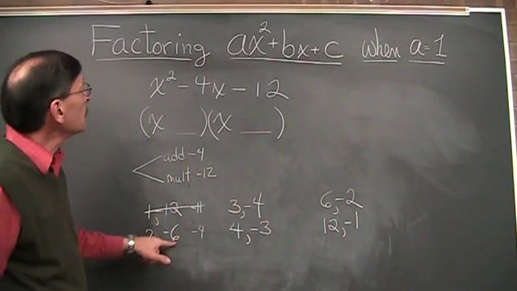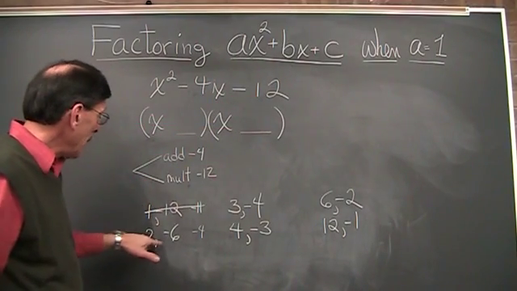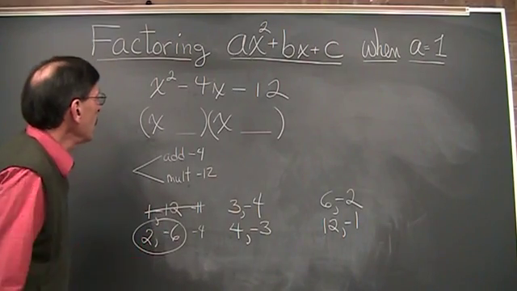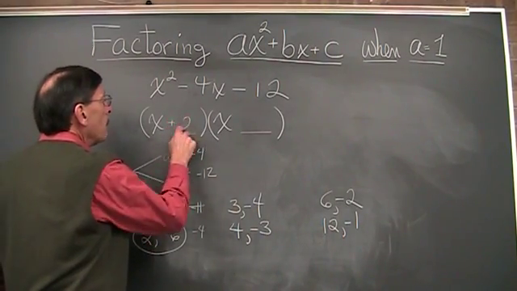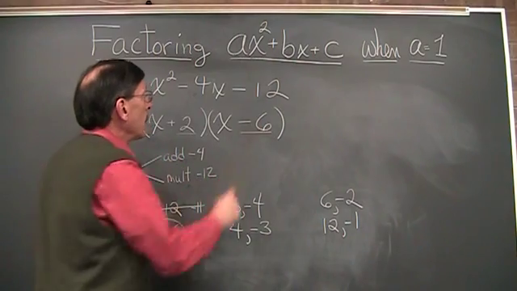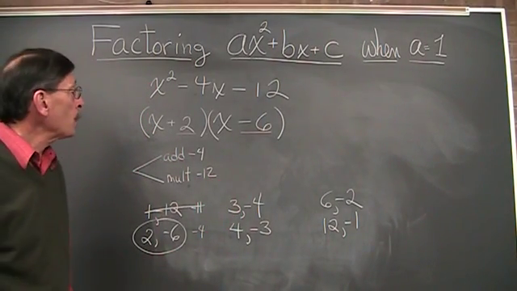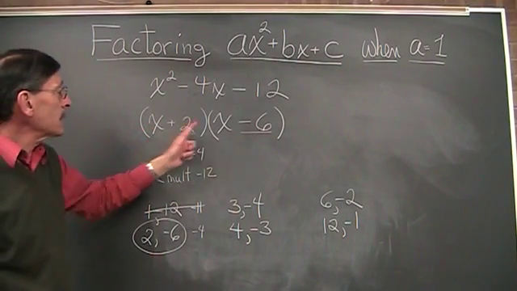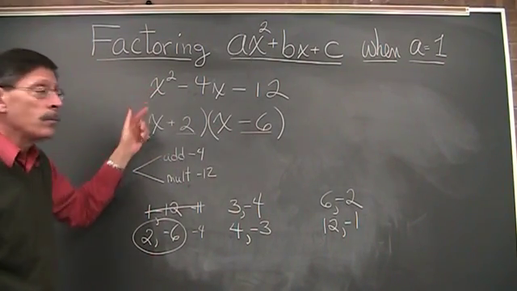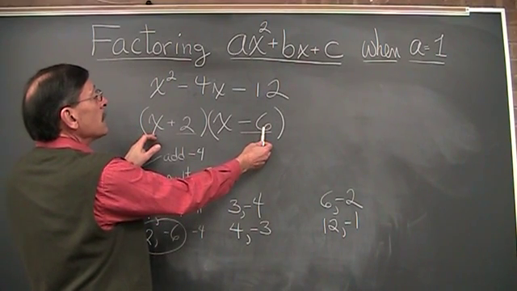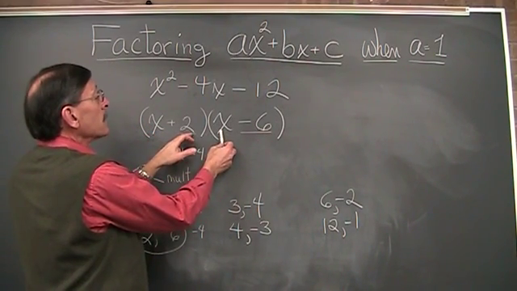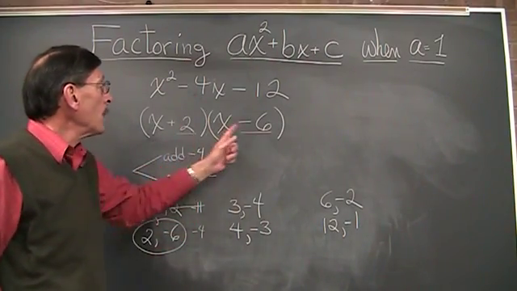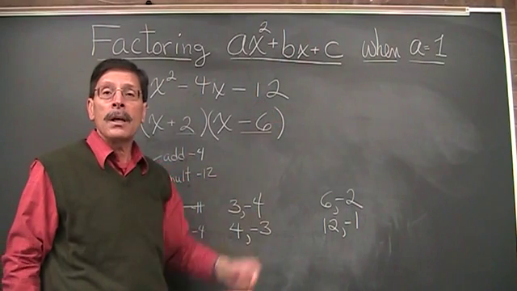2 times a -6 is a -12. 2 added to a -6 is -4, we got it. So my two numbers are +2 and -6, and we've factored our quadratic. Checking by FOIL, x times x is x squared. Outer is -6x, inner is +2x. -6 plus 2 gives me -4x, and 2 times a -6 gives me a -12.